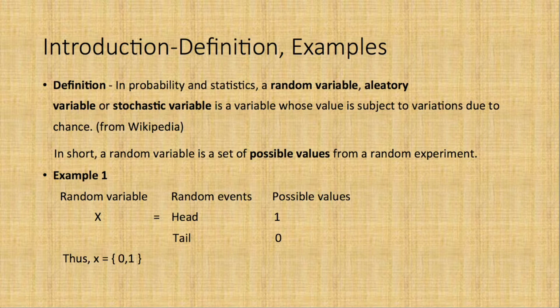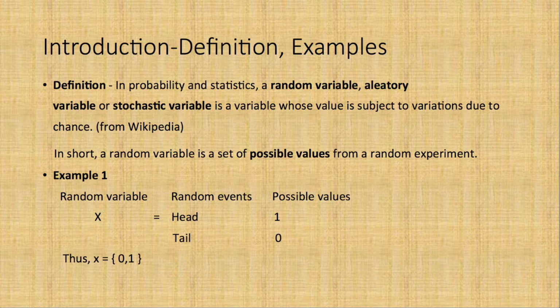In probability and statistics, a random variable is a variable whose value is subject to variations due to chance. If you think this definition is too hard to understand, I will tell you a random variable is a set of possible values from a random experiment. Two main points: independent experiments and a set of values.